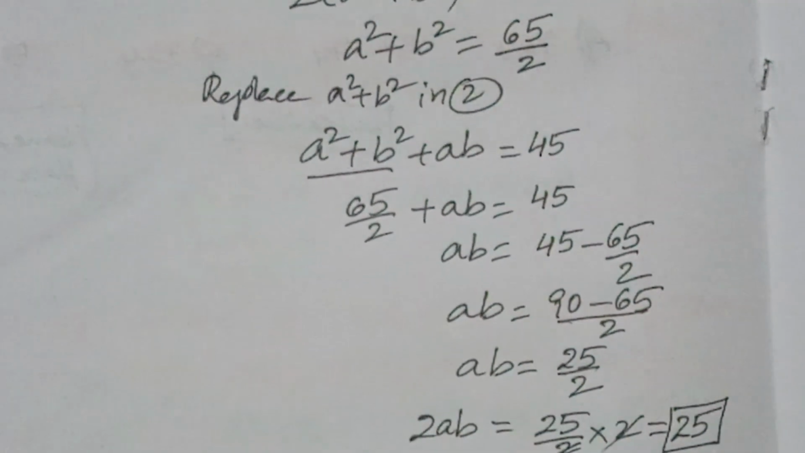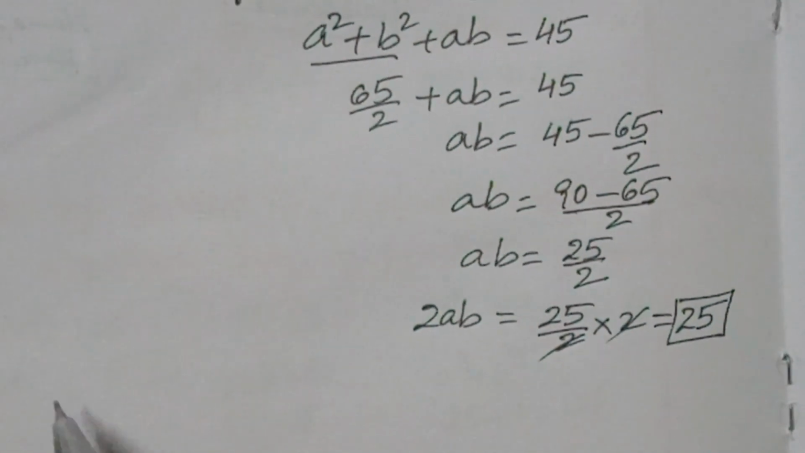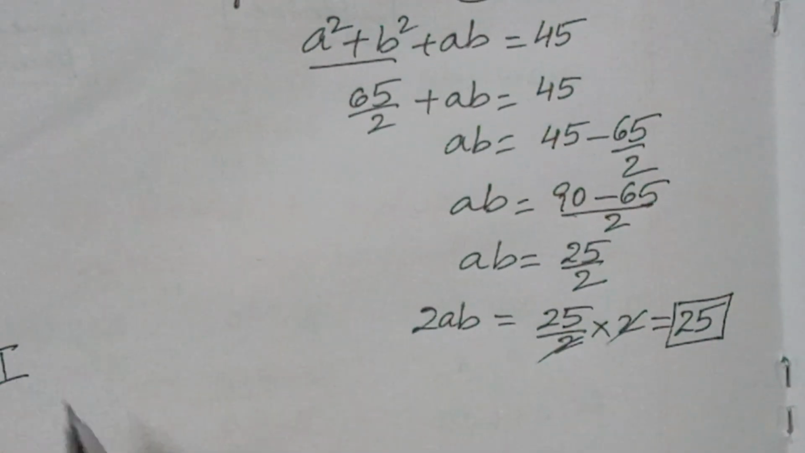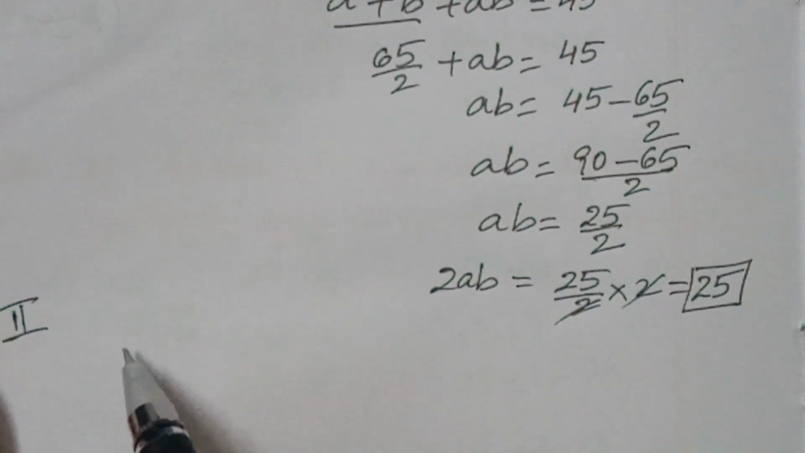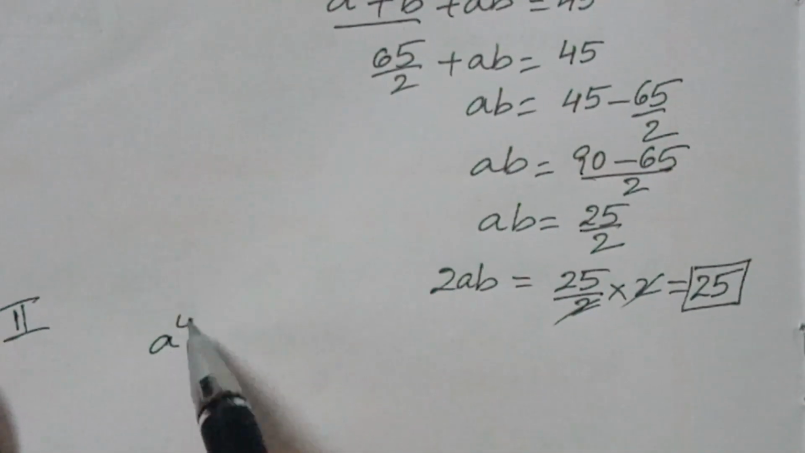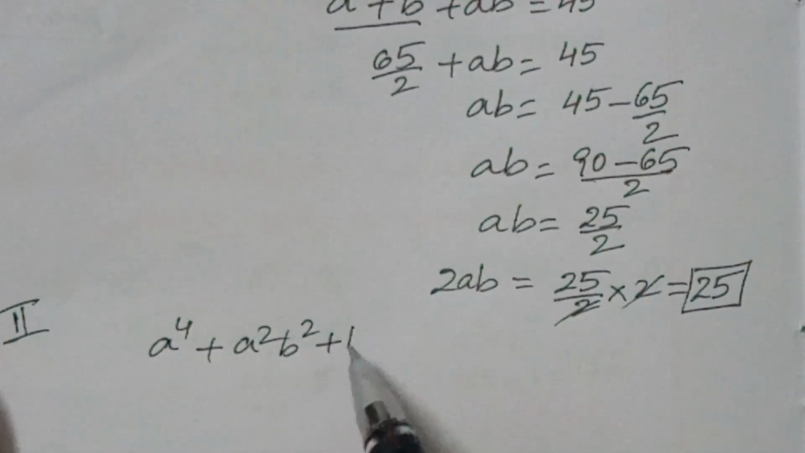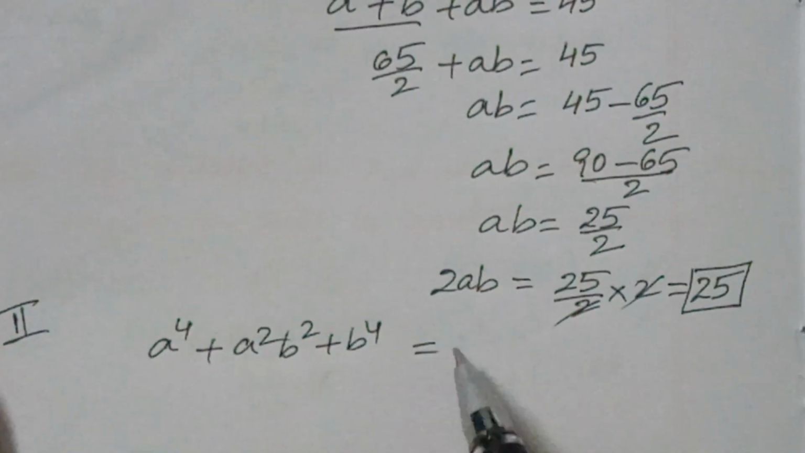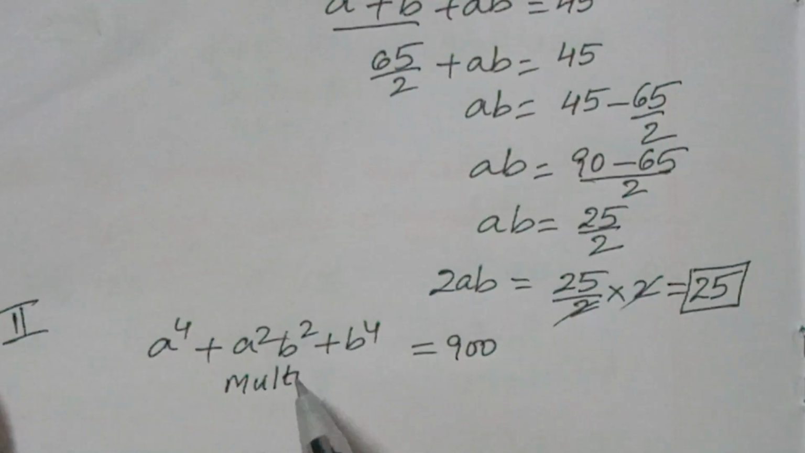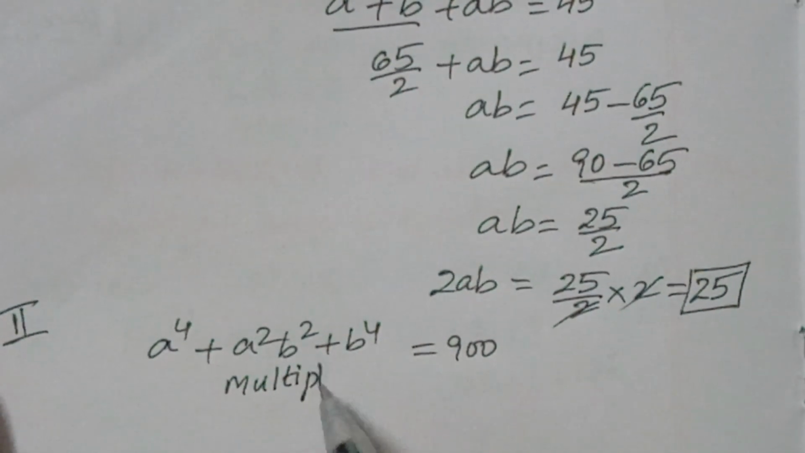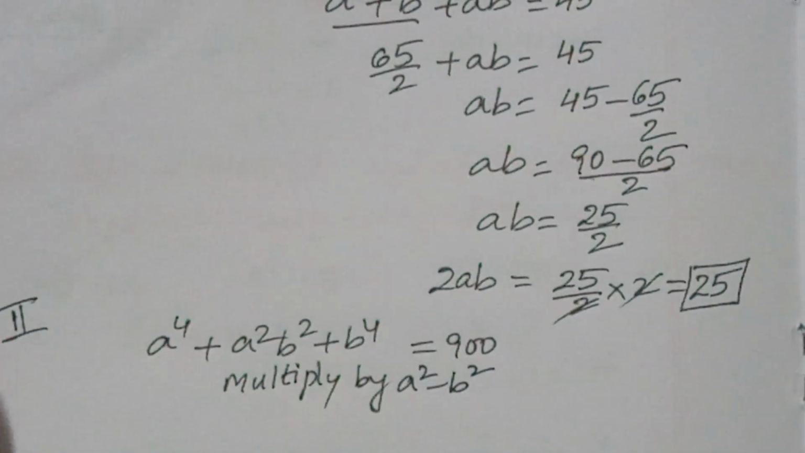So this is one method. You can do this in another way. Method 2. Here the first equation is given, a power 4 plus a square b square plus b power 4 is equal to 900. So multiply by a square minus b square.